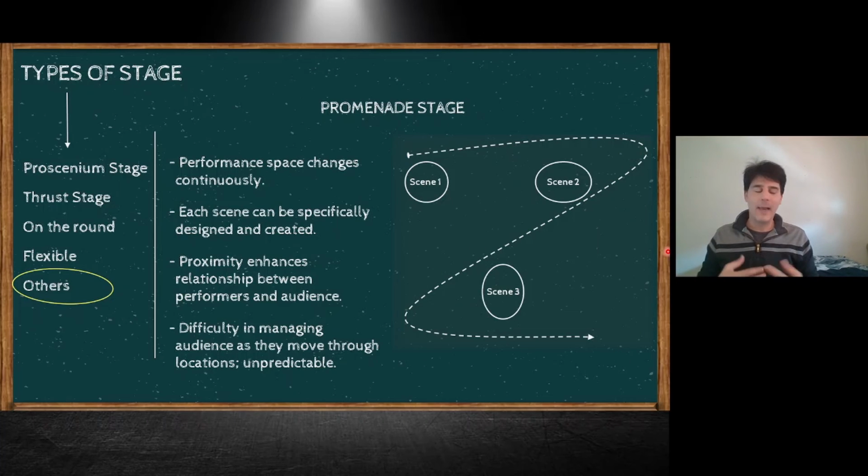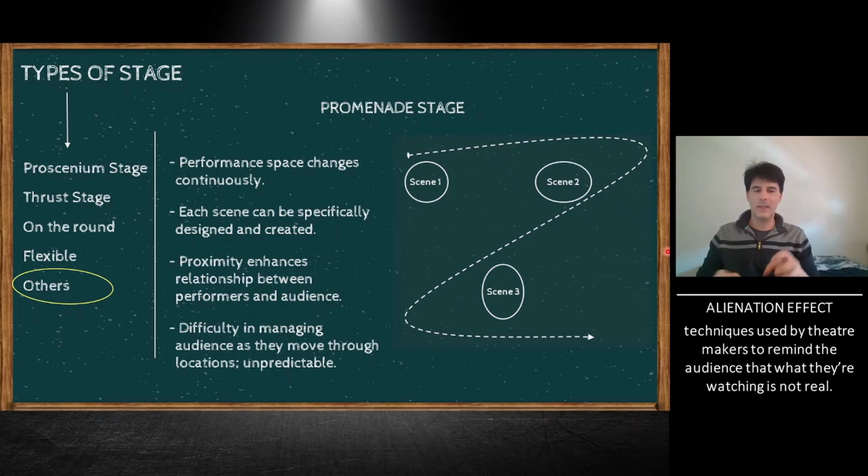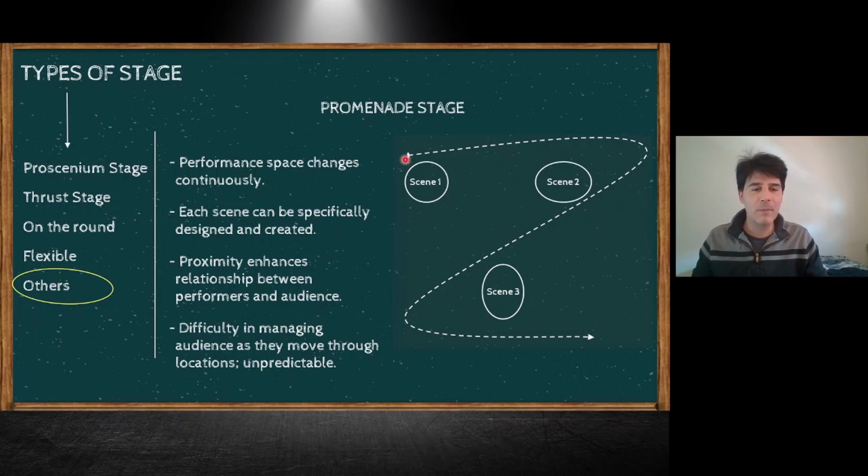This allows for very experimental things to happen, and even for, let's say, Brechtian types of shows to happen, because it reminds the audience that they're in a theater and they're just watching a show, watching a play. But a key thing to keep in mind is that sometimes it can be difficult to properly manage the audience from one location to the other.